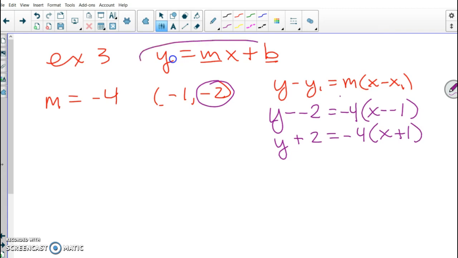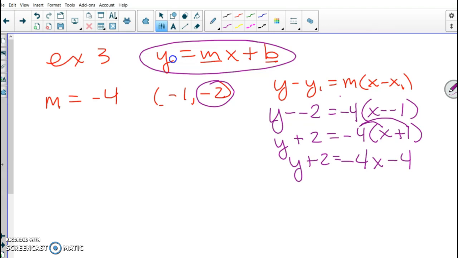Well, we're looking to put it into slope-intercept form. That means we need to isolate the y. Before we do that, we want to simplify the right-hand side. We're going to distribute the -4 to both of our terms. -4 times x is -4x, -4 times 1 is -4, and we have y plus 2 on this side.